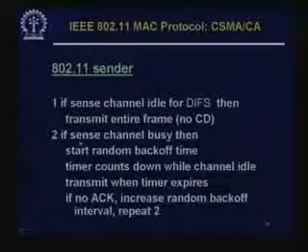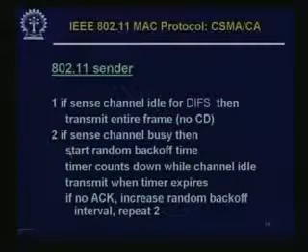If, on the other hand, you sense the channel to be busy, then you start some random back off time, just similar to Ethernet, like you do binary exponential backoff, etc. So, you start a random back off timer, the timer counts down while the channel is idle, and you transmit when the timer expires. If no acknowledgement, increase the random back off interval and repeat. So, this is the system. If there is no acknowledgement, that means it has not succeeded. So, you increase the back off time and repeat.